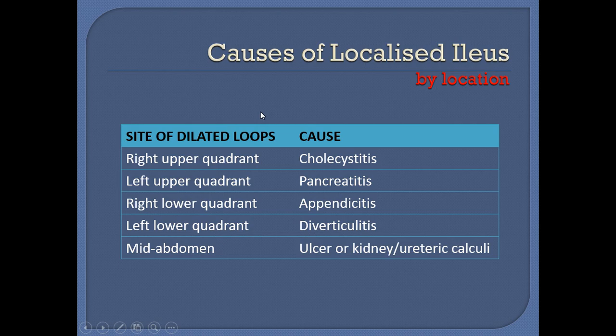What are the causes of localized ileus? They can be divided according to the site. If it is in the right upper quadrant, we can suspect cholecystitis. If it is in the left upper quadrant, we can suspect pancreatitis. In the right lower quadrant, appendicitis. In the left lower quadrant, diverticulitis. And in the mid-abdomen, ulcer or some ureteric or renal problem.